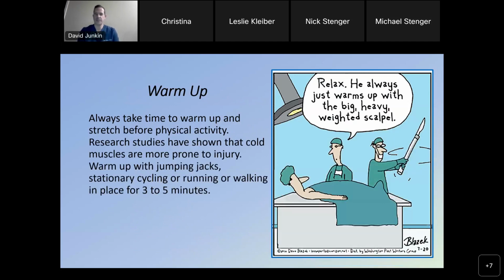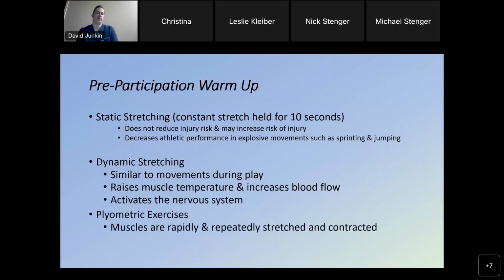This can be accomplished with just a few minutes of getting the blood flowing, if you will. In the pre-participation period, you want to focus more on what we call dynamic stretching. Static stretching is what most of us are used to. It's probably what most of us had to deal with when we were in high school and we played sports. Static stretching is you stretch, you hold that position for 10 seconds under stretch, you relax, and then you repeat. Studies have shown this not only reduces an individual's performance, but actually may increase their risk of injury.